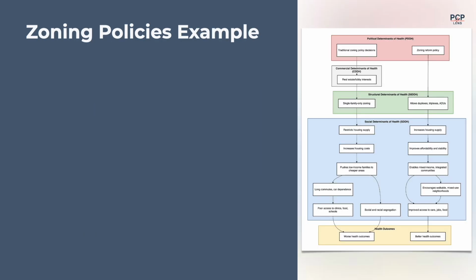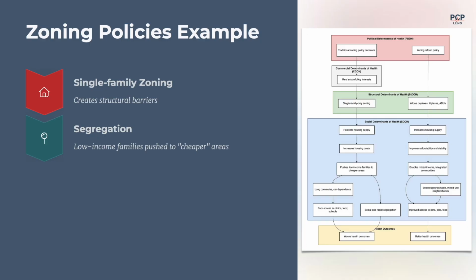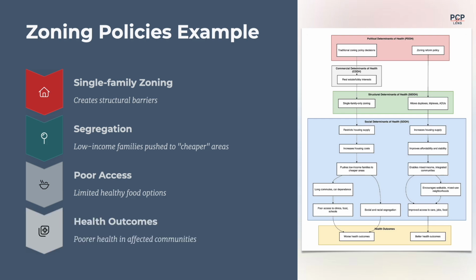Let's take the example of zoning policies to illustrate how the structural determinants of health cause poor outcomes. Single-family zoning rules create structural barriers by increasing house prices. Low-income families are unable to purchase homes and are pushed to cheaper areas, leading to segregation. These cheaper areas often do not have access to healthier food, and commercial actors like fast food companies swoop in to provide access to cheap, unhealthy food. This then leads to obesity and poor health outcomes in these communities. Now, if you're interested, there's a more detailed flowchart explaining this on the PCP Lens website.